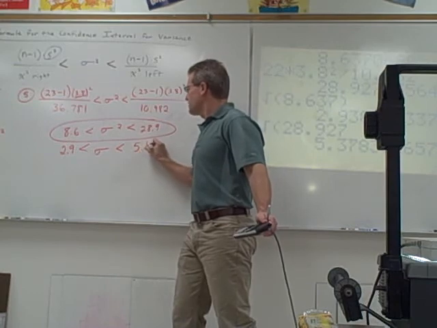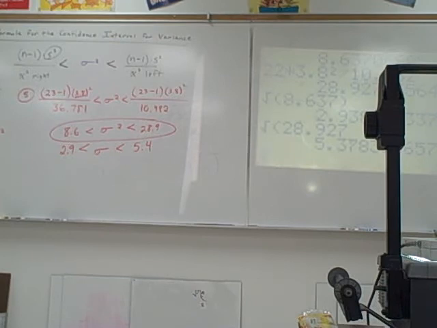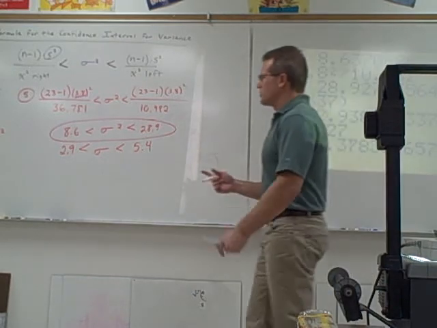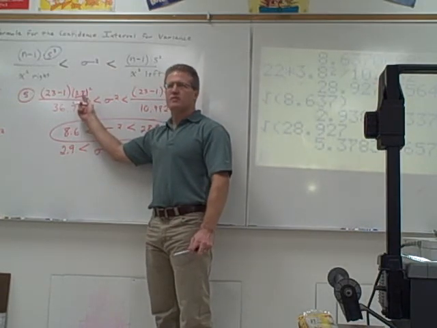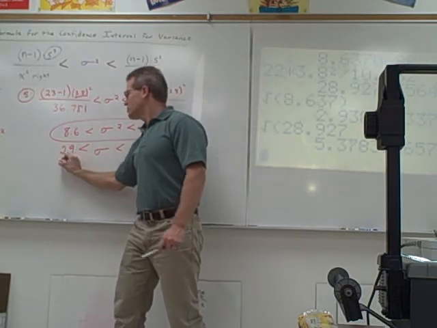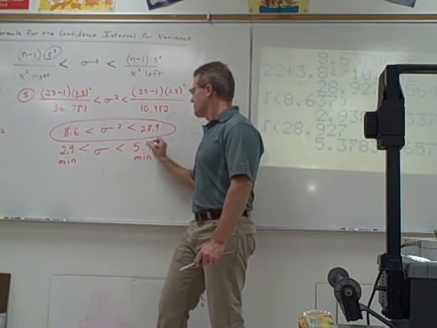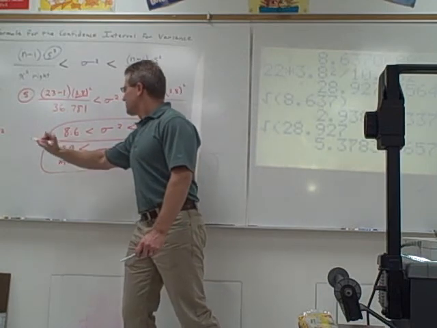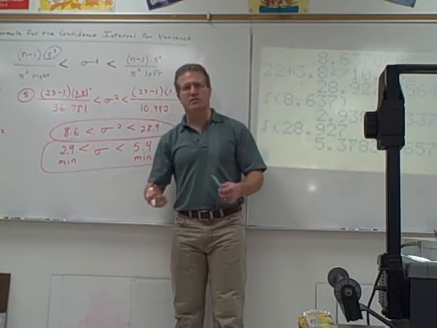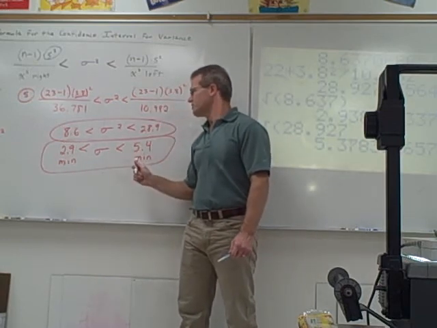And the last answer I'd like you to label. Whatever the label is on the sample standard deviation, we'll use the same label on the population standard deviation. So this was 3.8 what? Do you remember? Minutes. So this is going to be 2.9 minutes, 5.4 minutes. So we are 95% confident that the standard deviation of the time you have to wait to make an order is somewhere between 2.9 minutes and 5.4 minutes.